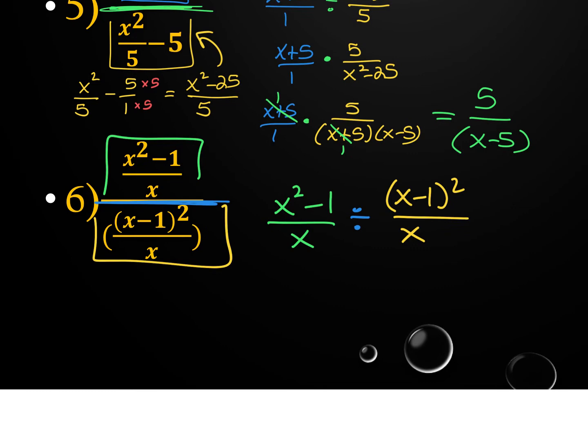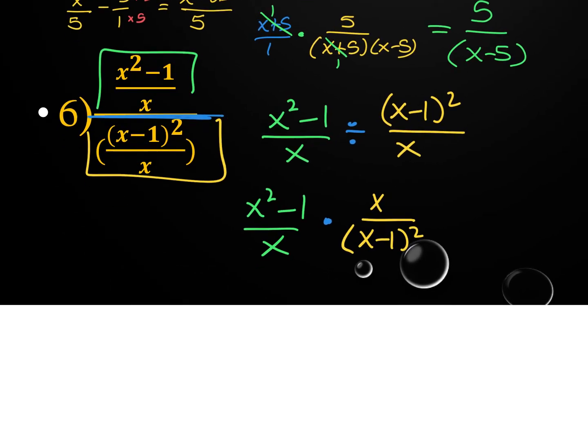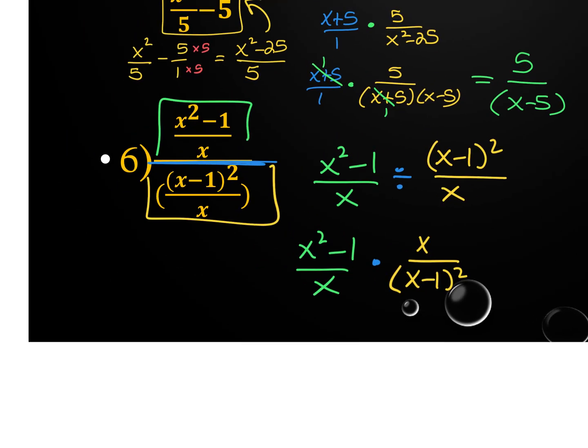And again, I'm going to do the keep, flip, change. Keep the green. Change the multiplication. Flip this. And now I'm going to factor. Now, if you're okay with when you flip it, if you want to put it in factored form, you can. But again, I like to go step by step so I don't forget anything.